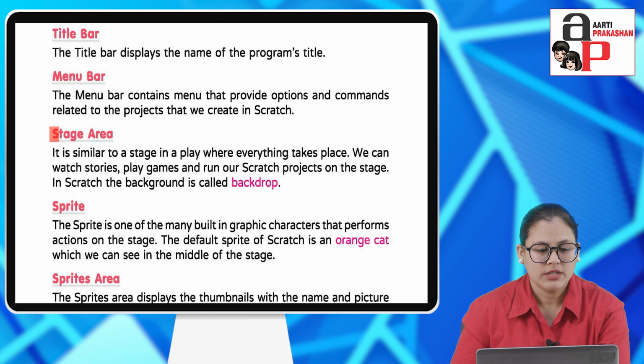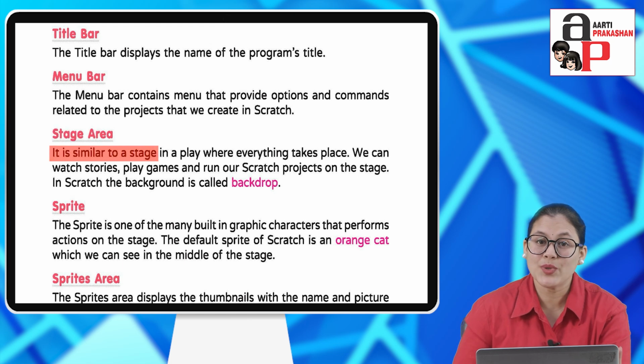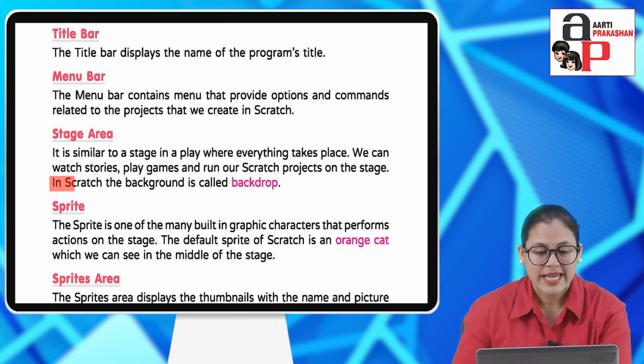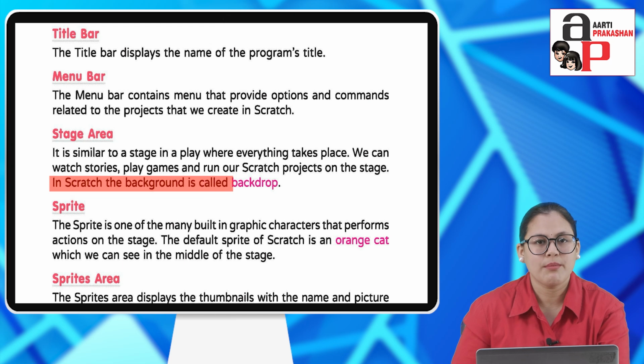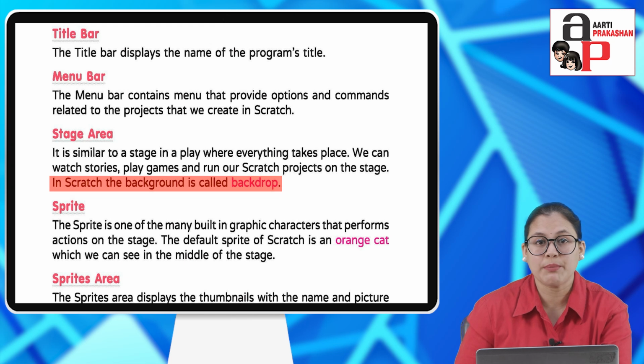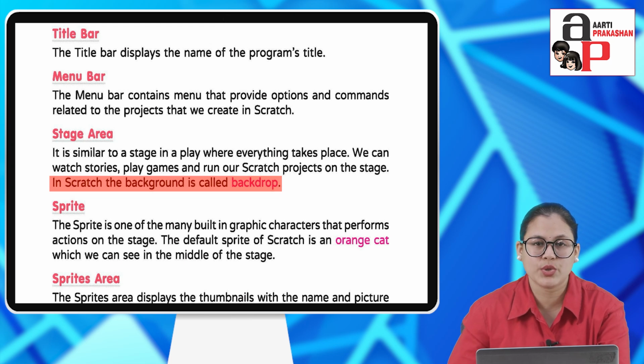Okay. Stage area. It is similar to a stage in a play where everything takes place. We can watch stories, play games and run our Scratch projects on the stage. In Scratch, the background is called backdrop. Okay. So stage area is the area where we can watch stories, play games or run our Scratch projects.